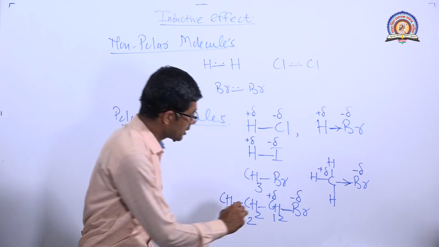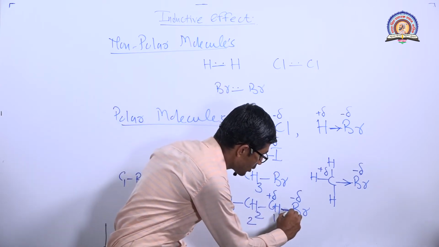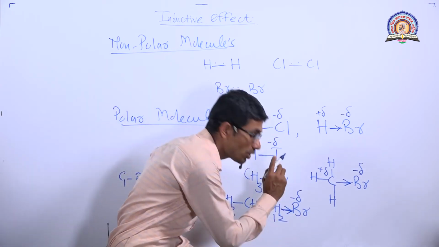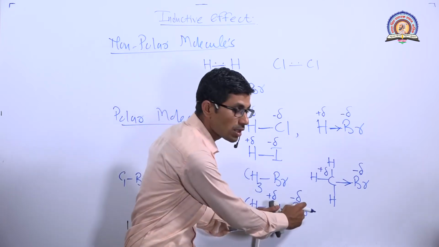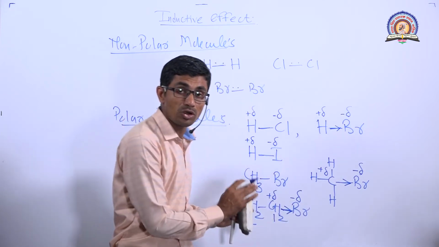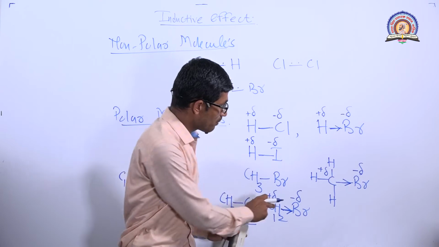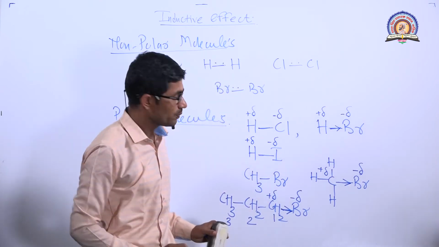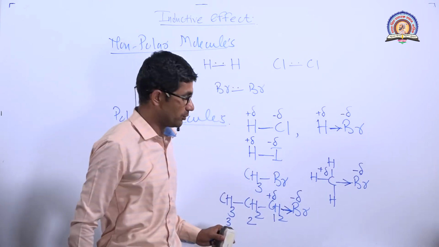Why? Because this is a polar bond. So the electron pair is not equally shared here. The electron pair is slightly toward the bromine atom. So the electron pair is not equally shared, and because of that, we can write delta negative here and delta positive on this carbon.